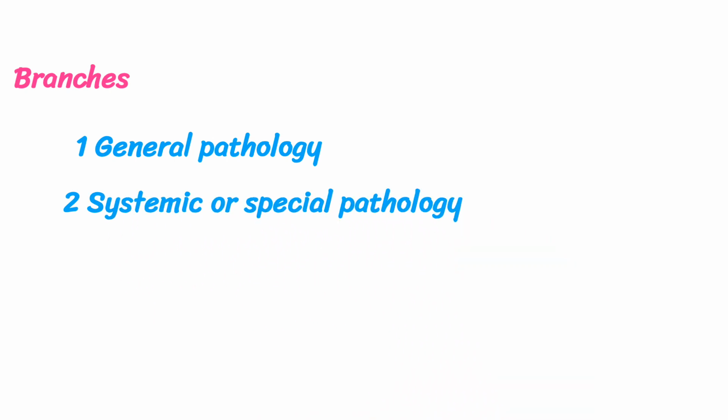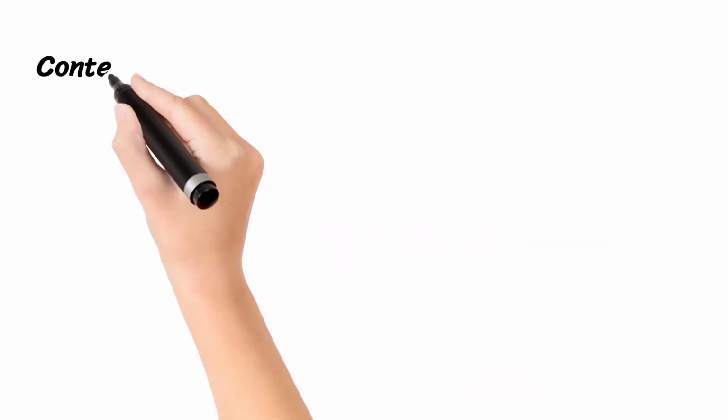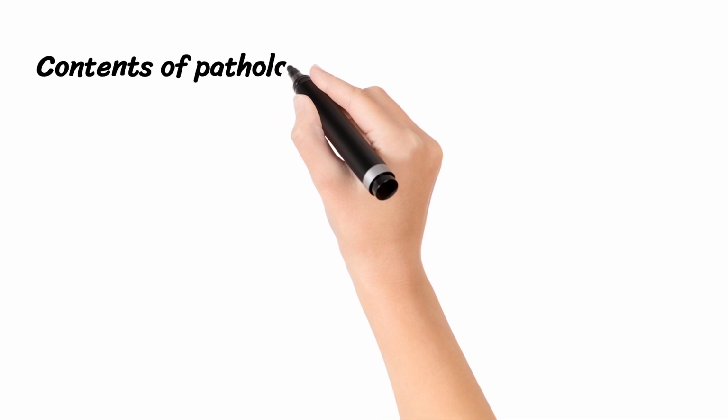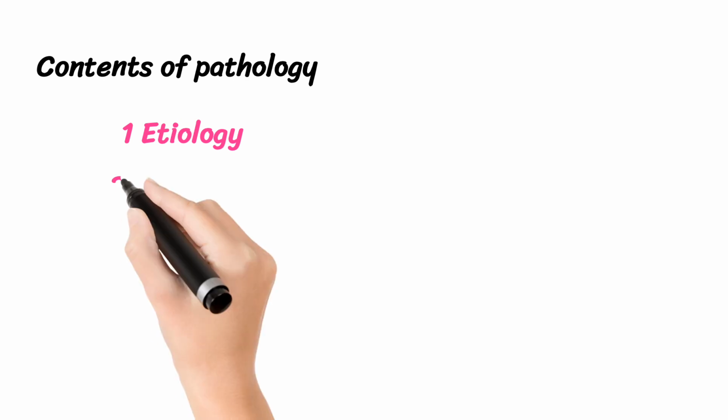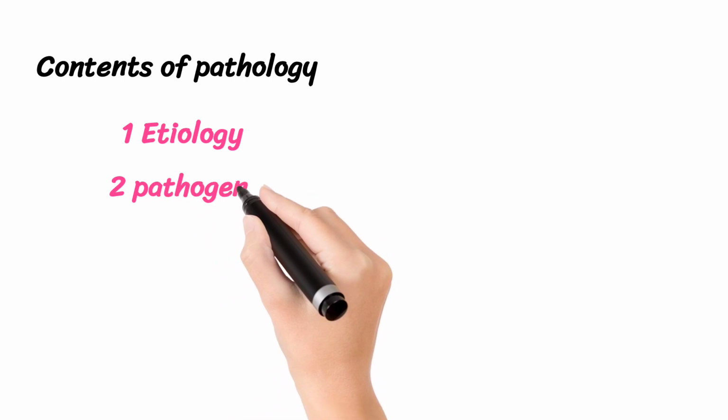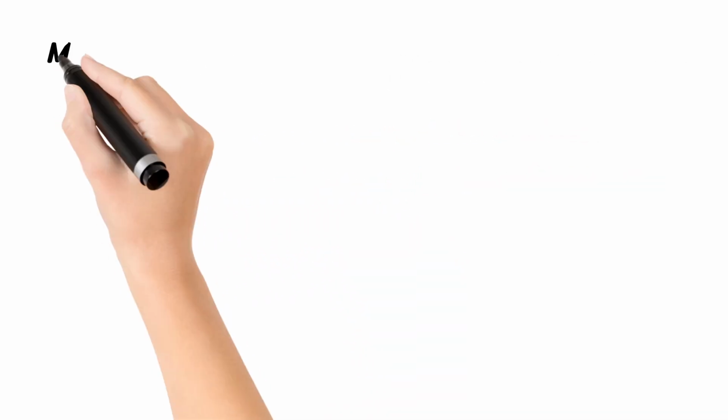There are some contents of pathology, like etiology. The cause of disease is known as etiology. The second content of pathology is pathogenesis. Patho means disease and genesis means production. So the mechanism of disease production, or the mechanism by which cells, tissues and organs are damaged, is known as pathogenesis.